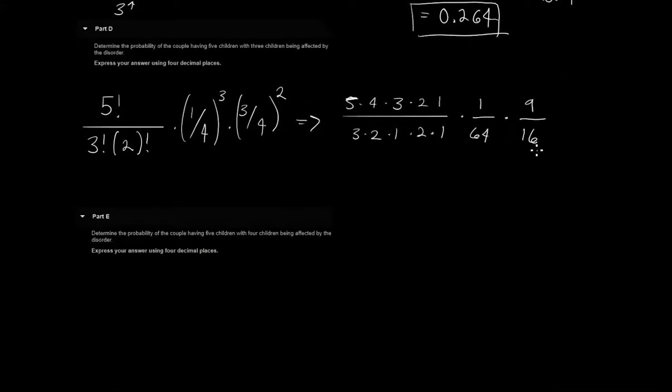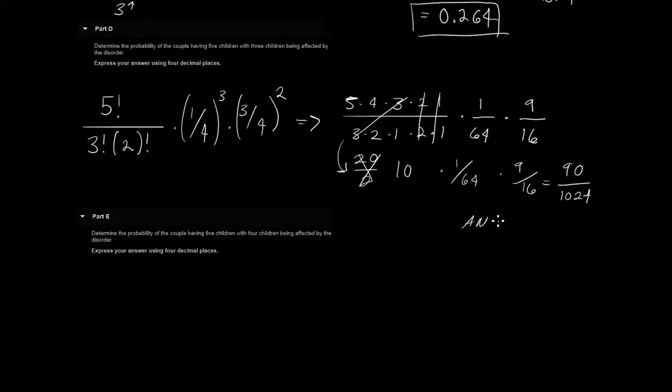When we expand this, we can simplify once again here, which is equal to 20 over 2, which is just equal to 10. We're going to be carrying these terms down. So when we multiply everything together, we're going to get 90 over 1024.